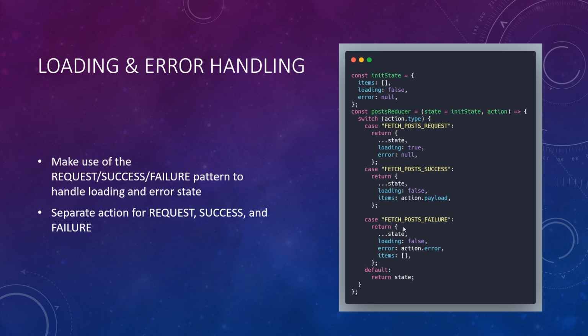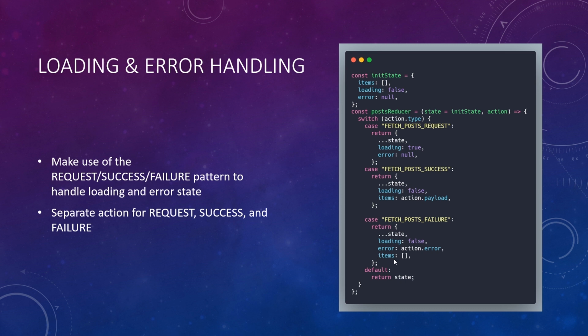And then finally, we've got the fetch posts failure. And this is going to get dispatched if we experience some kind of error. And so because we have experienced an error, we're going to set the loading to false because we're no longer trying to load the data. And we're going to set the error property to whatever error payload that we assign to the action item. And then finally, this is kind of an optional step.